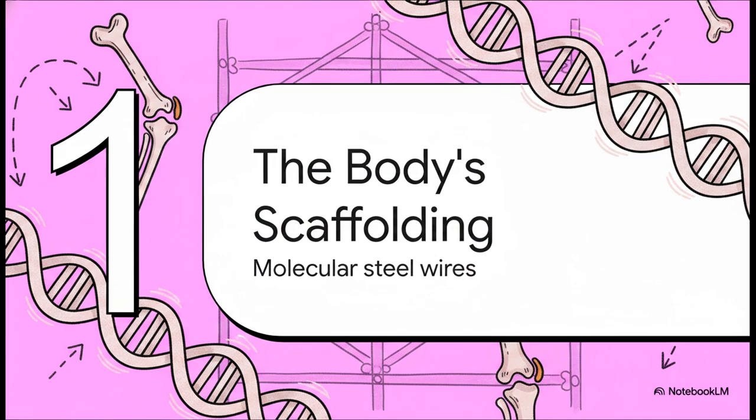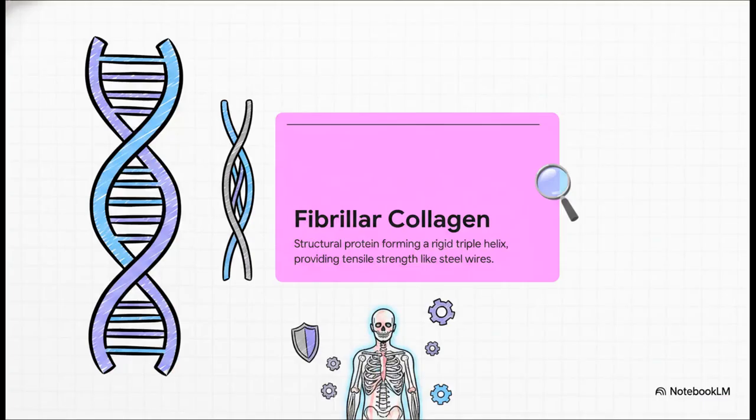All right, Section 1, the body's scaffolding. Let's look closely at those molecular steel wires that make human structure possible. To really grasp why these diseases happen, we have to start at the baseline structure. Fibrillar collagen is this incredibly strong structural protein that forms a rigid triple helix. And get this, gram for gram, it provides a tensile strength that's actually comparable to steel wires. So when you think of human durability, you're basically thinking of collagen.